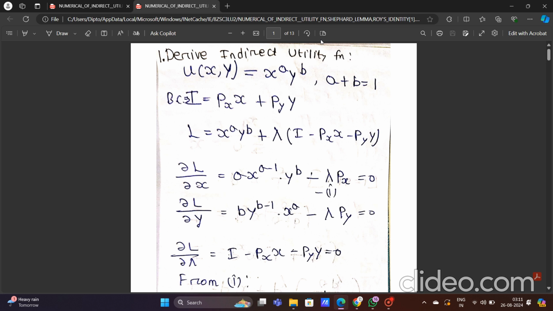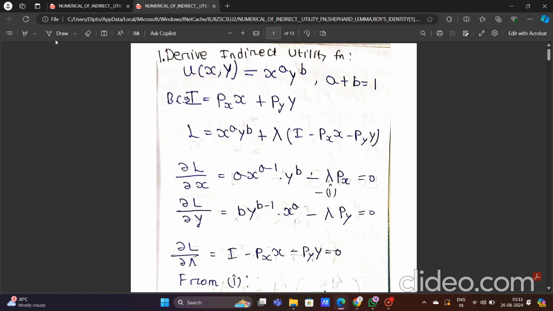X denotes the quantity of commodity x and y denotes the quantity of commodity y. So basically what will we do for arranging our indirect utility function? At first we will form a Lagrangian equation. For the Lagrangian we will first take the utility function, and along with it we are going to take the budget constraint. The budget constraint will be taken in the form of 0, so for that we are subtracting px into x plus py into y. We are taking this entire expression.